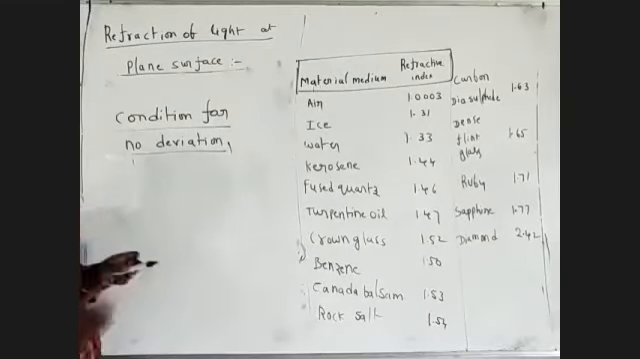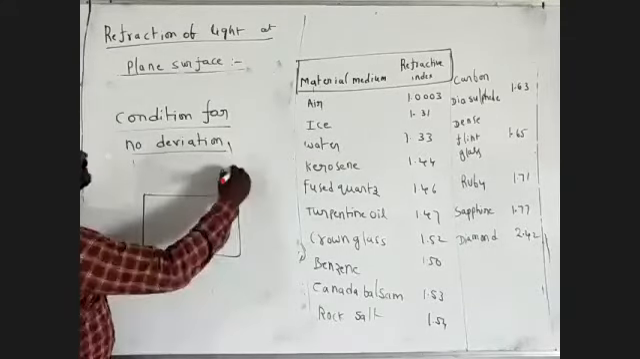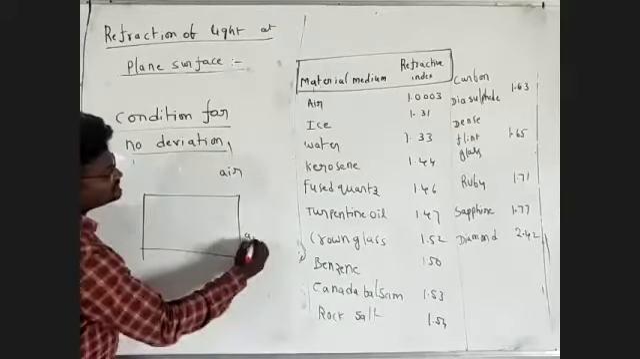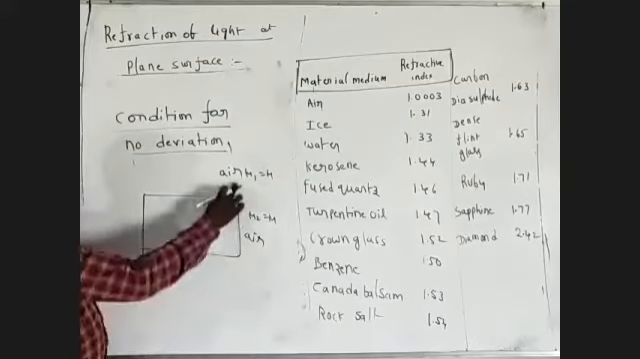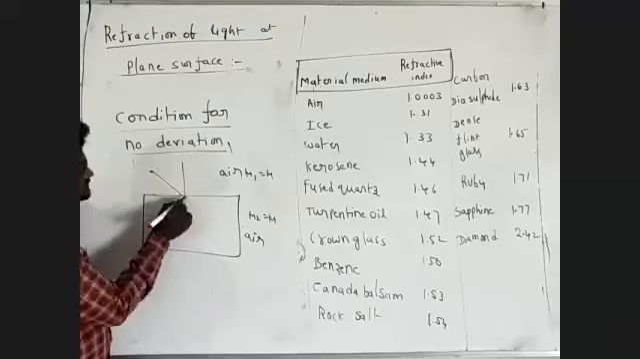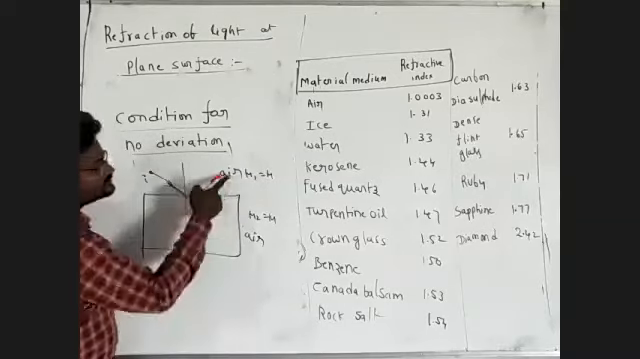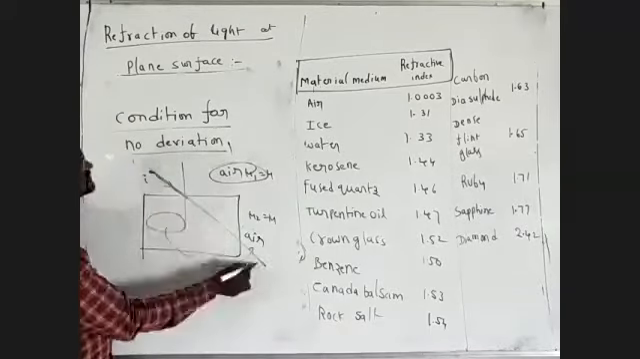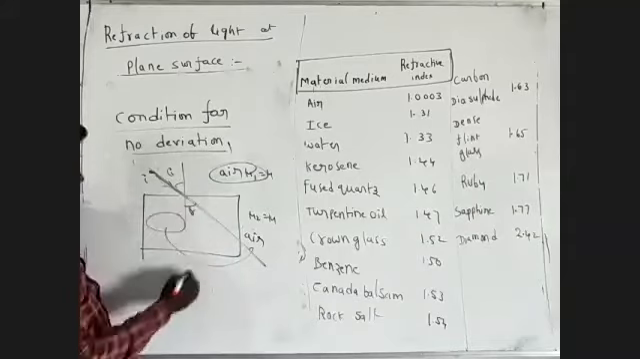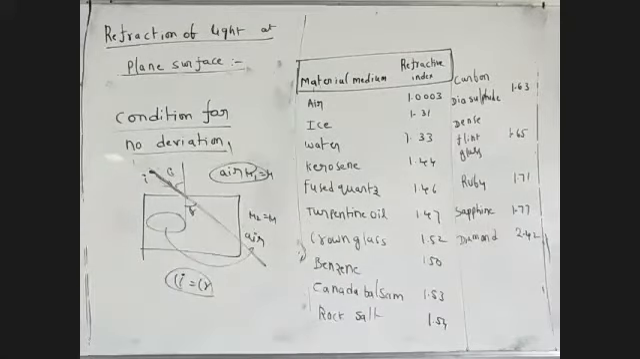Next, suppose this is air, and here also inside it is air. Medium 1, medium 2, both have the same mu. Now this is a beam of light traveling into another medium. We call this the incident ray. This ray goes straight. Here angle i and here angle of r. Angle i is equal to angle of r. There is no deviation. This is the condition for no deviation.